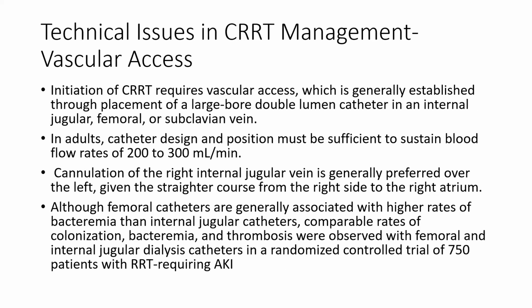Now, regarding technical issues in CRRT management. The initiation of CRRT requires vascular access, which is generally established through the placement of a large bore double lumen catheter in the internal jugular, femoral, or subclavian vein. In the adult, catheter design and position must be sufficient to sustain a blood flow rate of 200 to 300 ml per minute. Cannulation of the right jugular vein is preferred over the left, given the straight course of the right side to the right atrium.